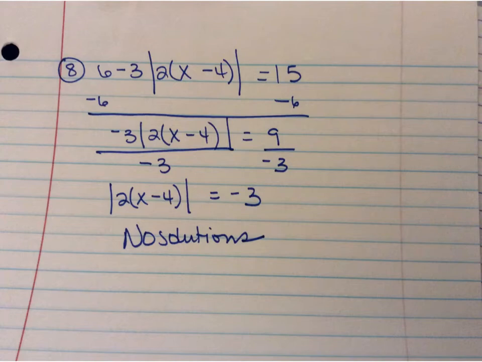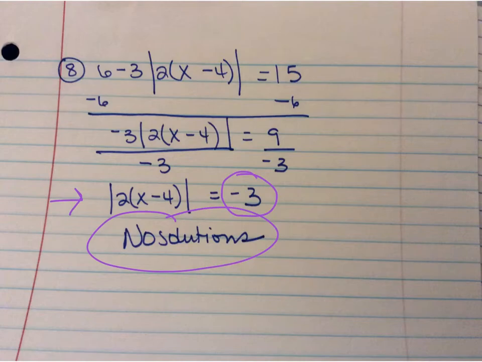And when I isolated the absolute value this time, I got down to the absolute value of 2 times the quantity x minus 4 equals negative 3. Because you cannot have an absolute value that's equal to a negative number, I don't even have to go any farther, so my final answer is no solutions.